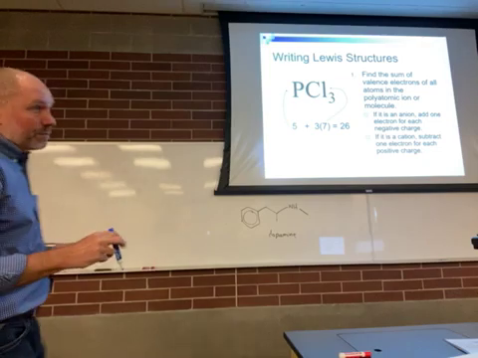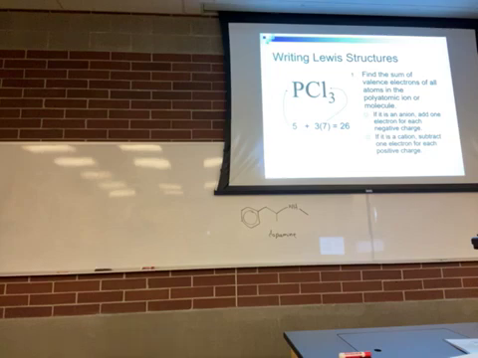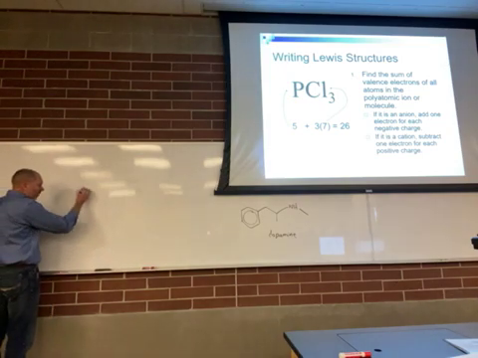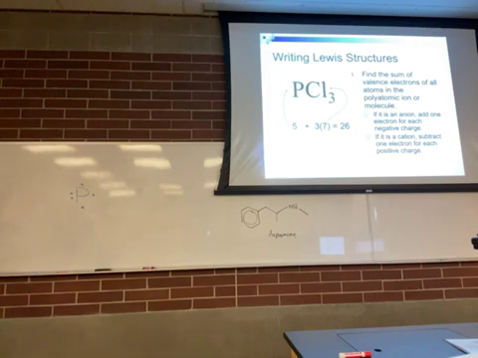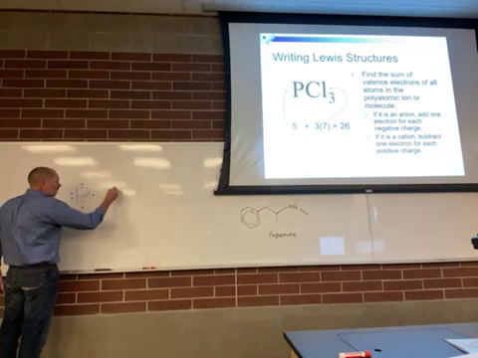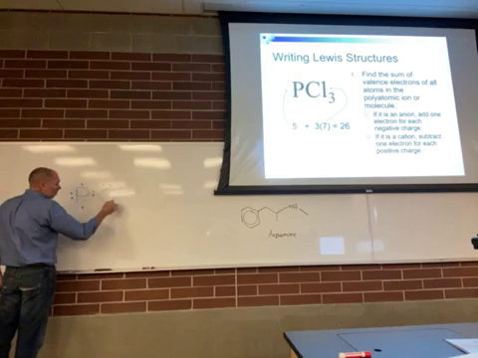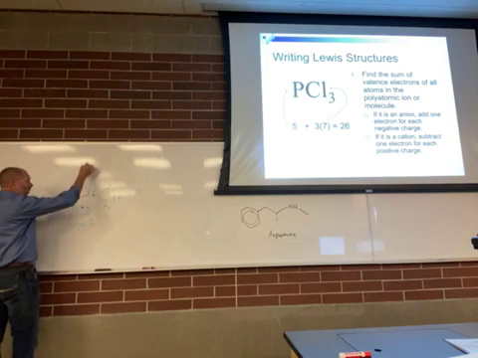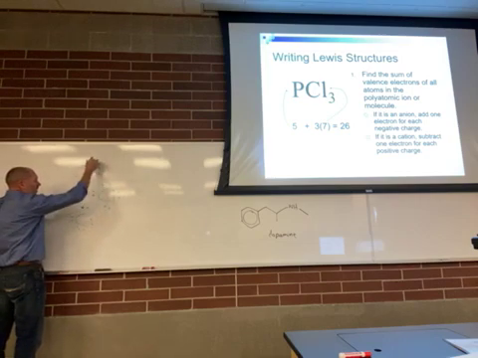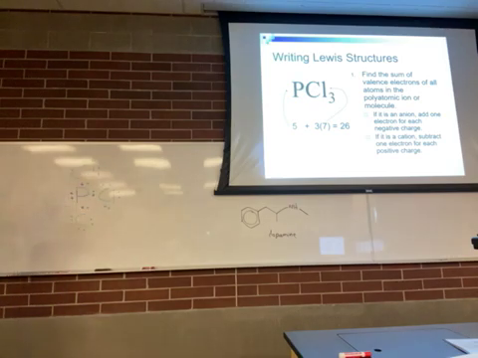Well, phosphorus being less electronegative than chlorine will be the central atom. So I'm going to put phosphorus in the middle. It'll be phosphorus with its 5 electrons: 1, 2, 3, 4, and 5. Then I'm going to bring chlorine in and say chlorine has 7. So chlorine comes in with its 7, chlorine comes in with its 7, and chlorine comes in with its 7. And it looks pretty good to go.